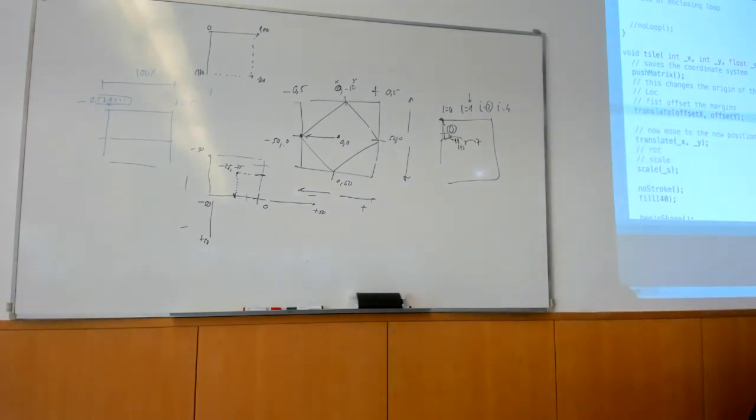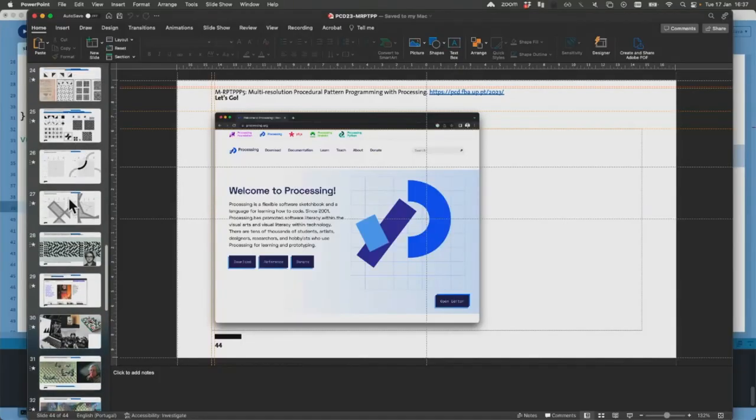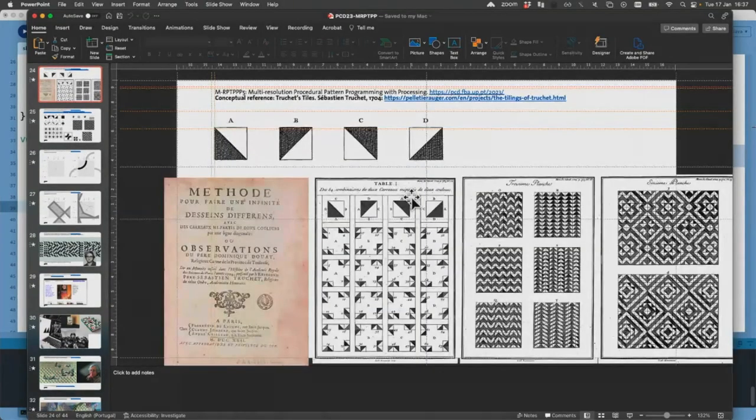Remember Truchet, the Truchet tiles? Remember the first example I showed you from Truchet tiles? You had a rule where some drawings were drawn upwards and some drawings were drawn downwards, right? Like this column gets drawn upwards, that one gets drawn down, upwards, down.